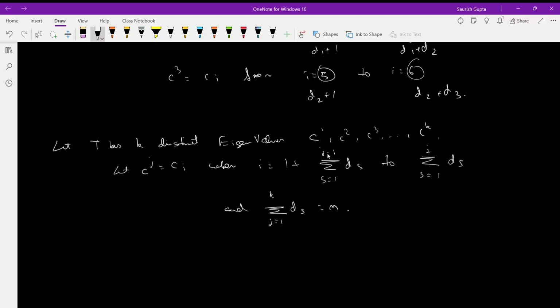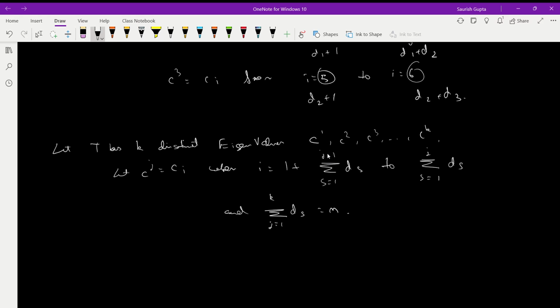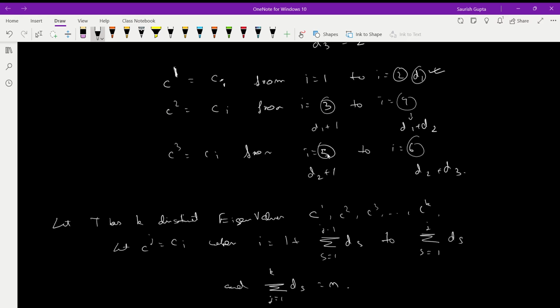And the summation over j equals 1 to k of dj is equal to n. Clear? So you can relate this to here. Here you had d1, so s equals 1 to 1, you have d1. Here you had nothing, so I started with 1.